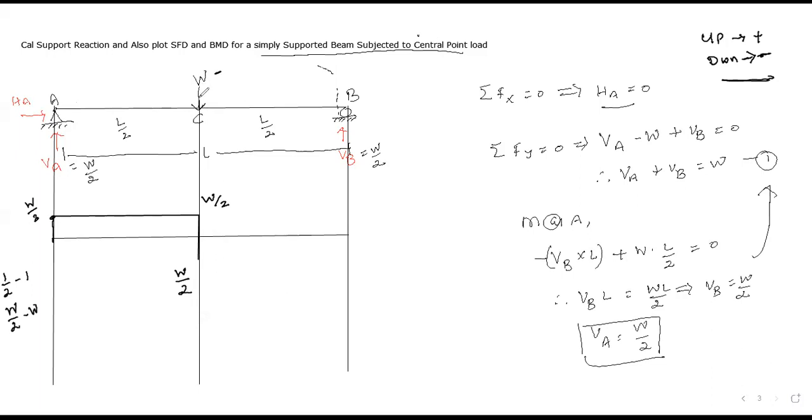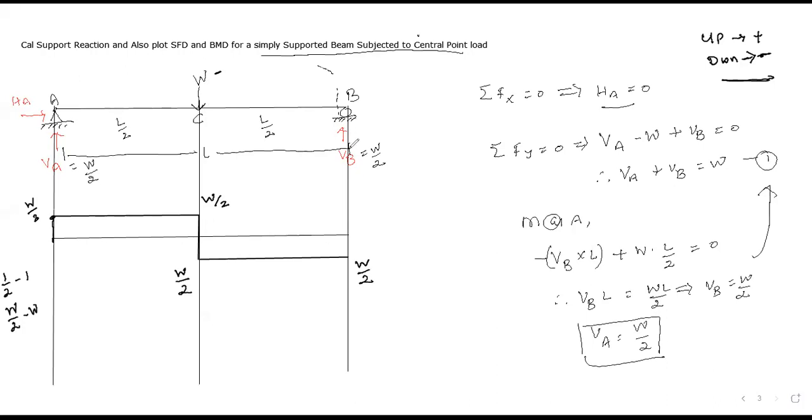Now, due to the point load, our shape of the shear force diagram is a straight vertical line. Yes or no? Again, between C and B there is no load. Yes or no? Is there any load between C and B? Yes or no? No. So we should plot a straight horizontal line. Again, the initial value is -W/2.